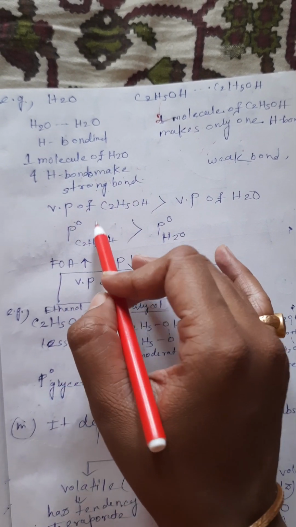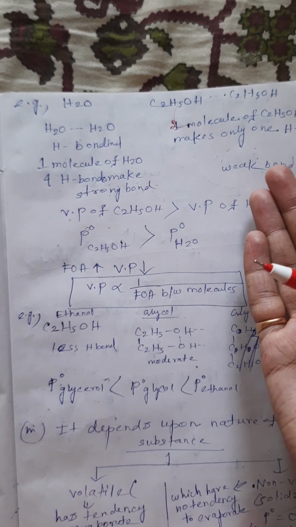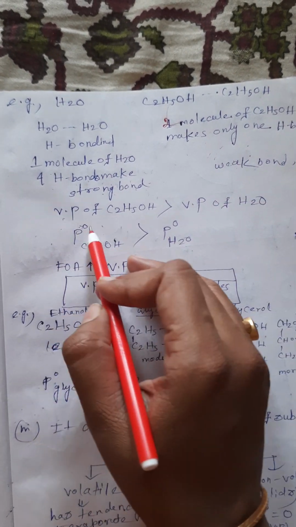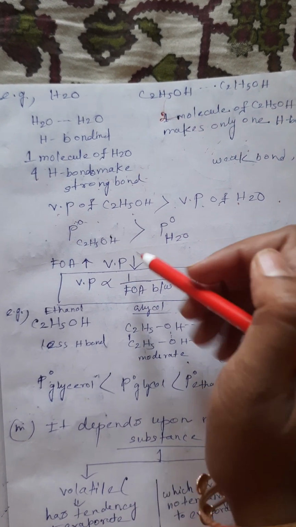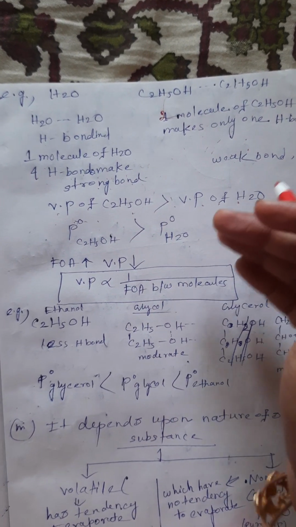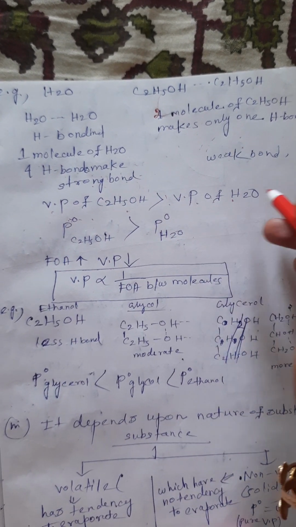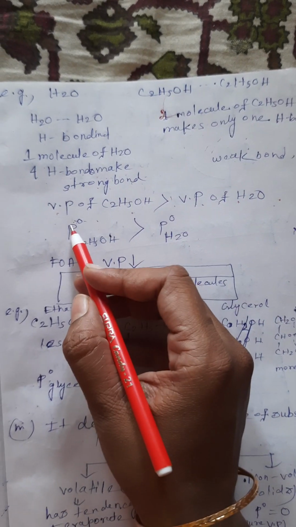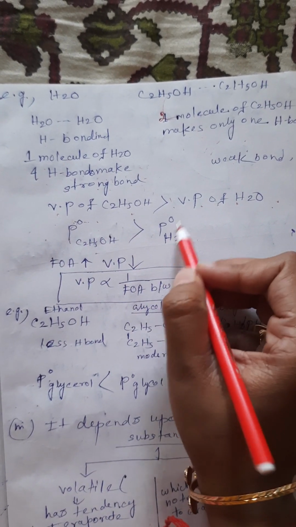The vapor pressure of water will always be less than that of ethanol. That means the vapor pressure of ethanol is greater than the vapor pressure of water. If the vapor pressure of ethanol is greater than that of water, then what happens? It means P naught of ethanol is greater than P naught of water.